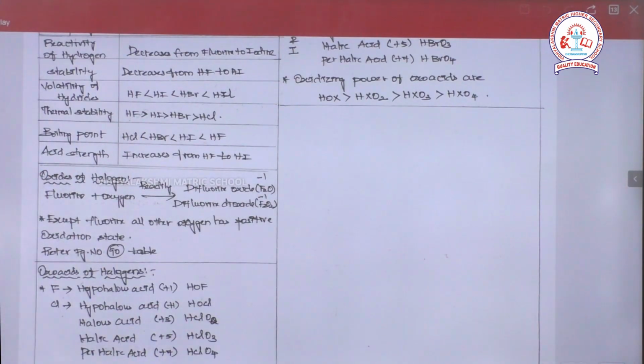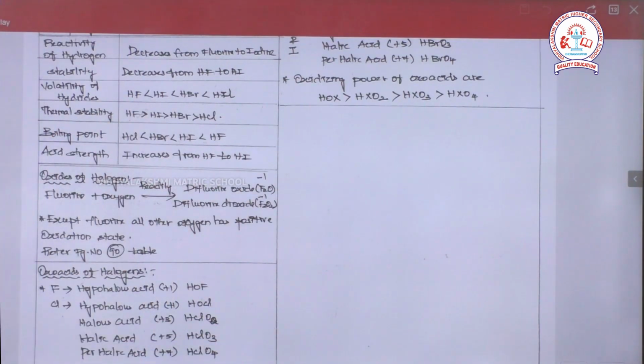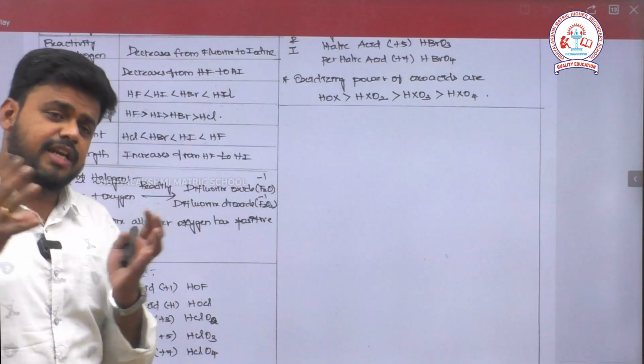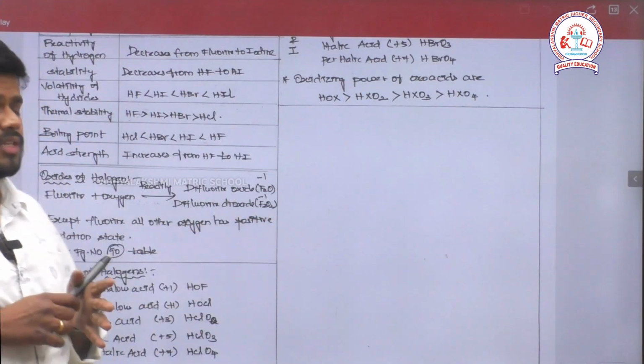Then boiling point: HCl will show the lowest boiling point, then followed by HBr, then followed by HI, then followed by HF. Okay, acid strength increases from HF to HI. Yes, okay, because as the size of the halogen increases, there is more tendency for hydrogen to go as H plus so easily. So that's the reason.